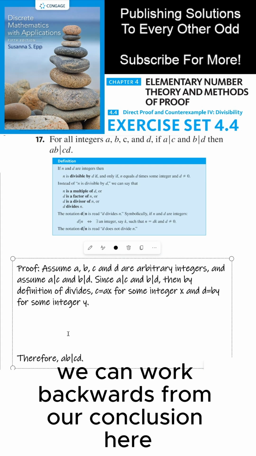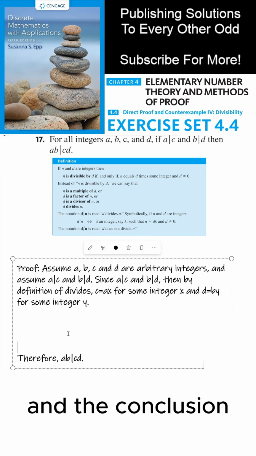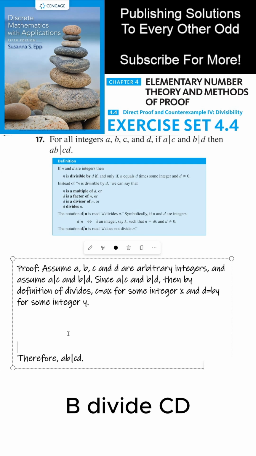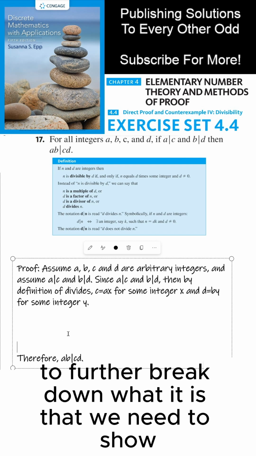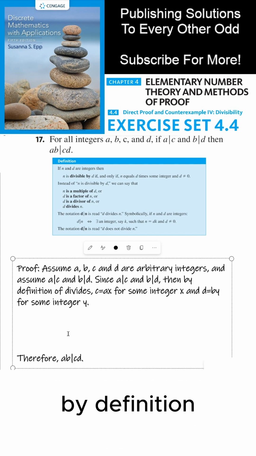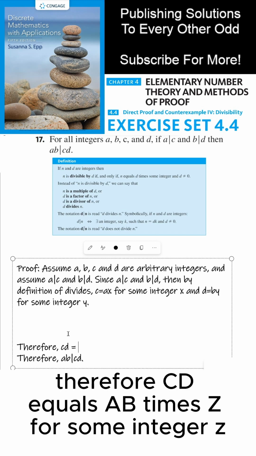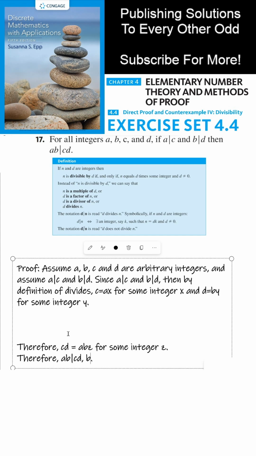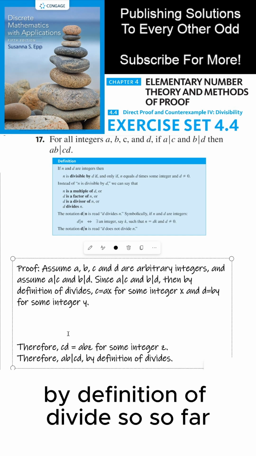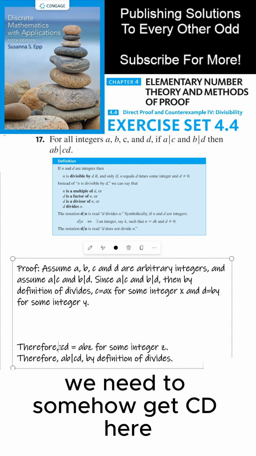We can work backwards from our conclusion here to narrow the gap between where we are in the proof and the conclusion. Since the goal is to show that ab divides cd, then we should reference the definition of divides to further break down what it is that we need to show. By definition, that means the step before this needs to be that therefore cd equals ab times z for some integer z. That way we can come to our conclusion by definition of divides. So far we've backtracked from the conclusion just a little bit. We need to somehow get cd here.